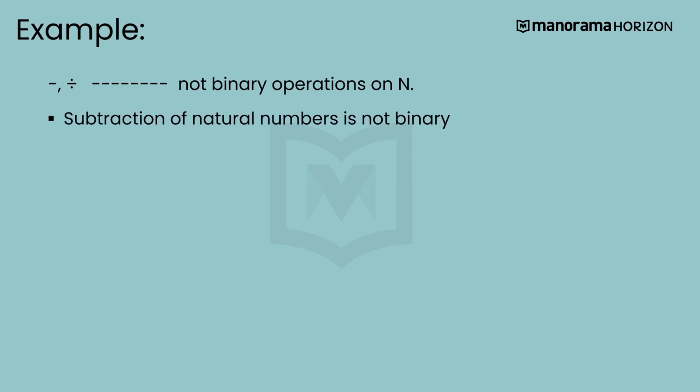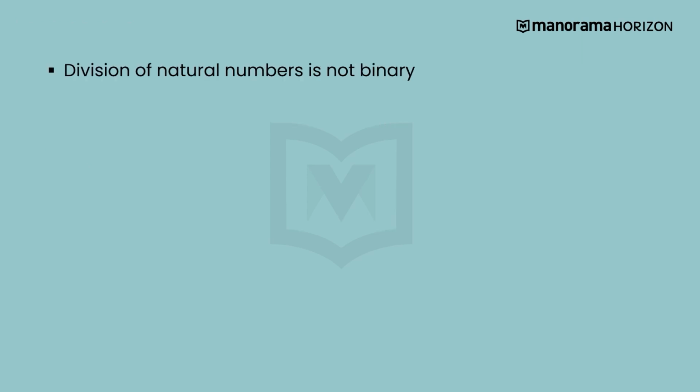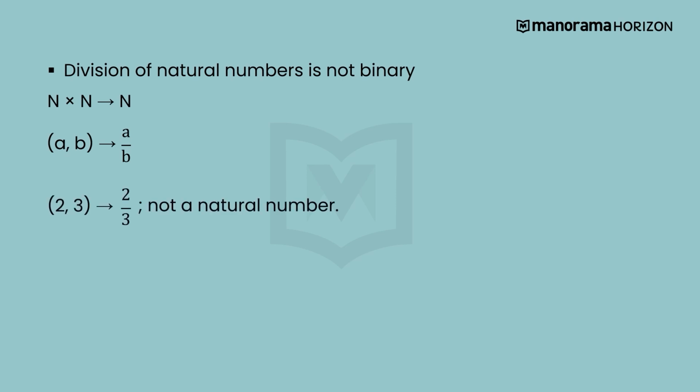Subtraction of natural numbers is not binary. N cross N to give N is given by (A, B) to give A minus B. Giving example (3, 5) which will give 3 minus 5. So we'll get minus 2, which is not a natural number. Similarly, division of natural numbers is not binary. N cross N to give N is given by (A, B) to give A by B. For example, (2, 3) giving 2 by 3, which is not a natural number.